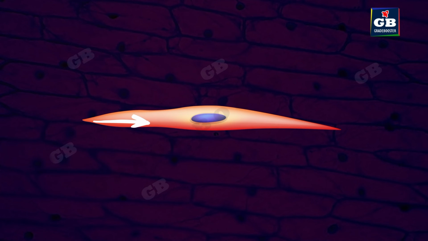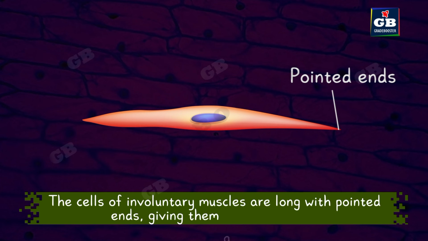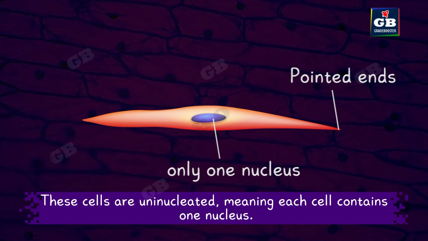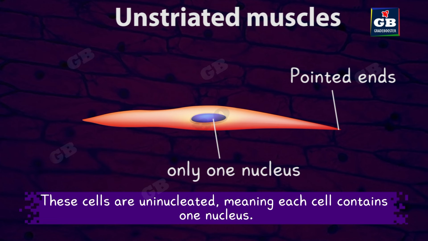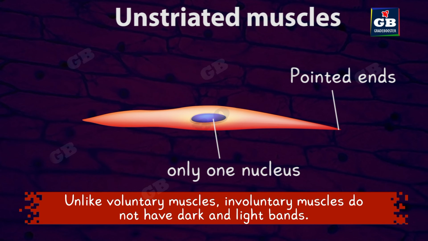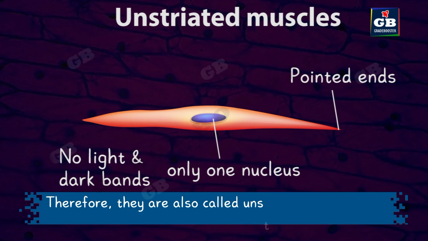Features of involuntary muscles. The cells of involuntary muscles are long with pointed ends, giving them a spindle shape. These cells are uninucleated, meaning each cell contains one nucleus. Unlike voluntary muscles, involuntary muscles do not have dark and light bands. Therefore, they are also called unstriated muscles or smooth muscles.